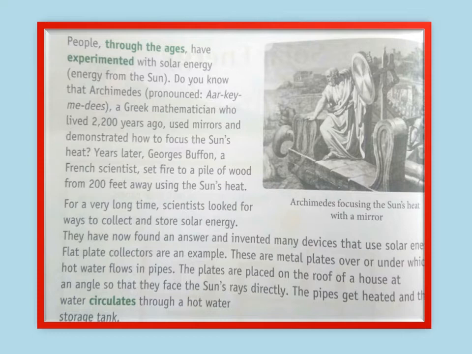Flat plate collectors are an example. These are metal plates over or under which hot water flows in pipes. They are devices developed by scientists for tapping solar energy. By tapping solar energy, water can be heated, or boiled. The plates are placed on the roof of a house.